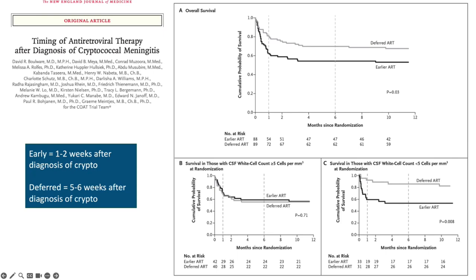I've had one crypto case where there were 0 cells in the CSF. She was completely ignoring it. So you can see some of those cases. They're rare, but they're there. And those are the ones you worry more about when you do start ART. That's scary.